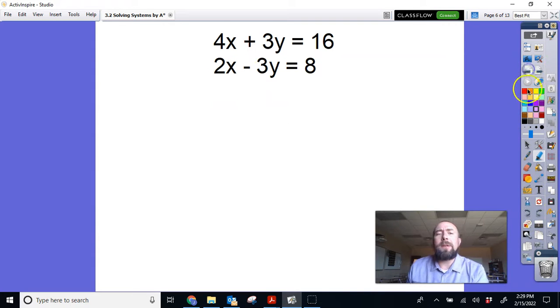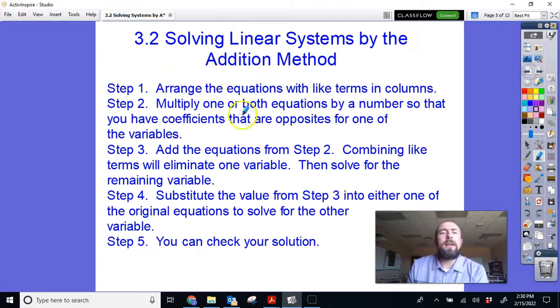But step number 1 says line them up. Step number 2 says multiply one or both of the equations. Notice it says one or both. You don't have to do both. You actually don't even have to do one, because what you're trying to do is get one of them to be opposites. And this is the absolutely critical step to this whole method.